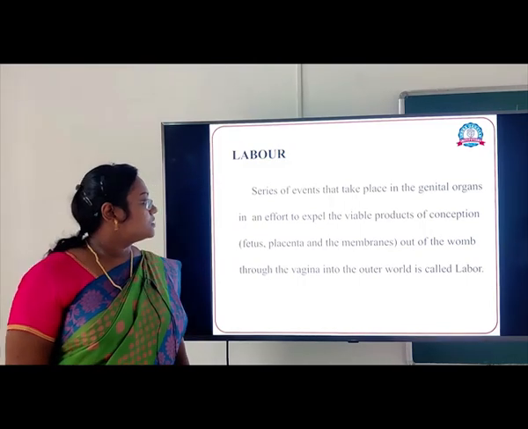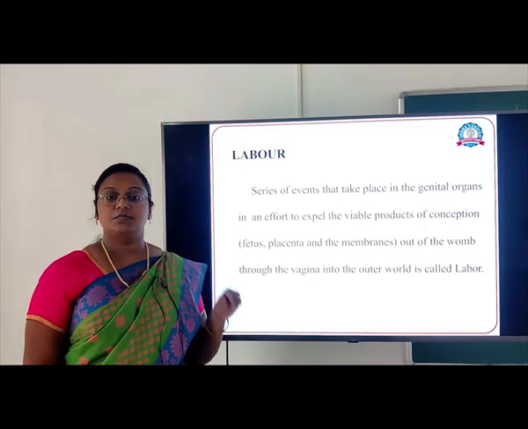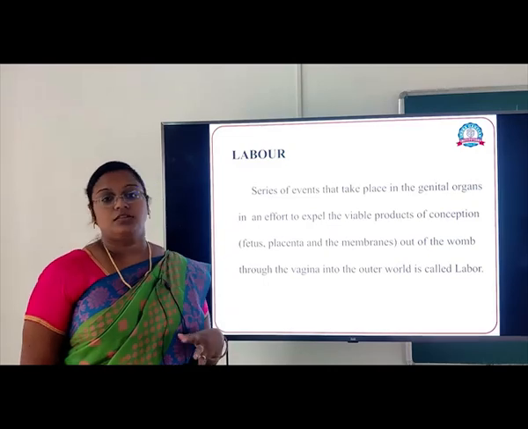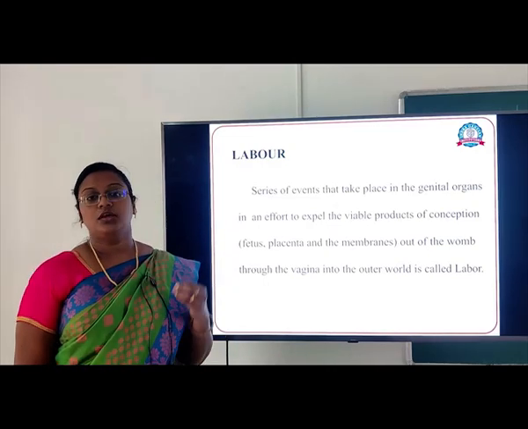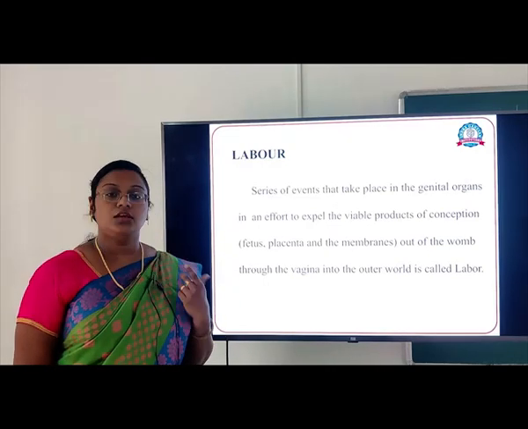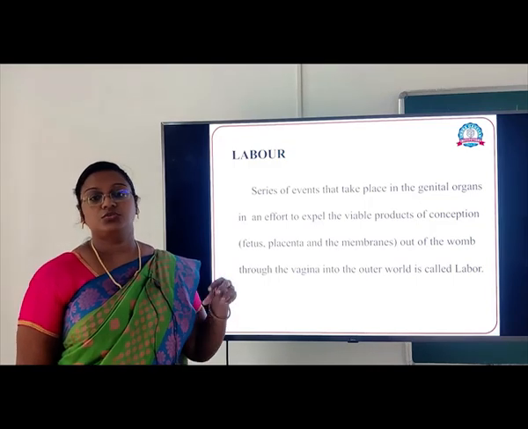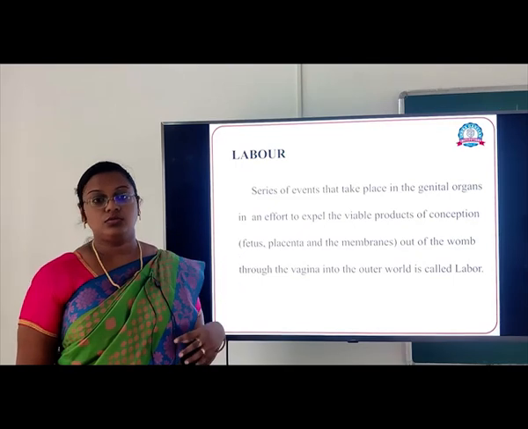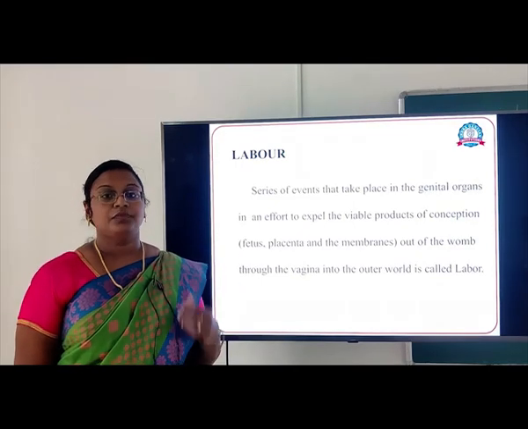In simple words, some events that take place in the genital organ for what? For delivering the baby or for expulsion of the baby. From where? From the uterus. How? Through the vagina. So, from the uterus the baby has to be delivered out through the vagina, which is called labor.